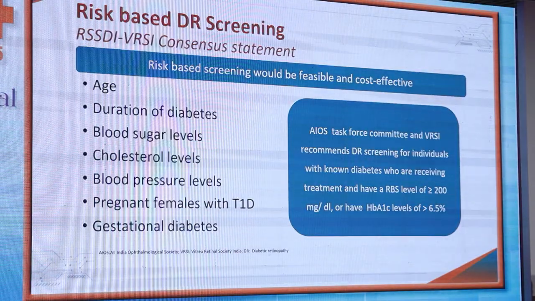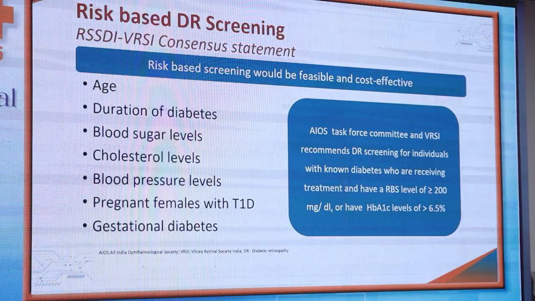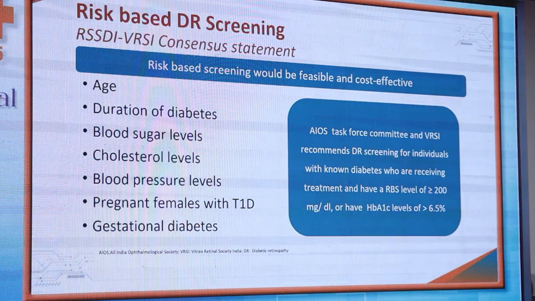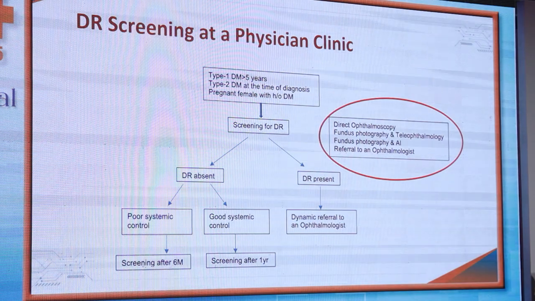There are multiple risk factors. As the age increases, if the duration of diabetes is more, blood glucose levels remain uncontrolled, dyslipidemia is there, BP is uncontrolled, and pregnancy with type 1 diabetes and gestational diabetes, they are the risk factors where the diabetic retinopathy increases or the severity of the DR increases.